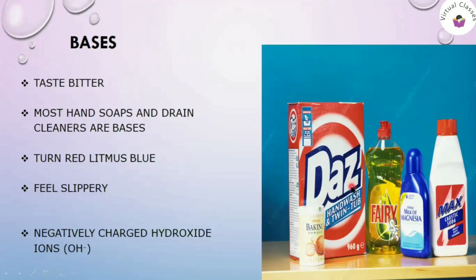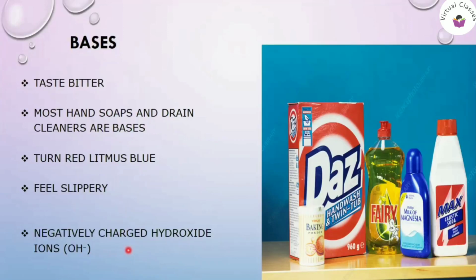Some other examples of bases commonly found in our homes are baking soda, milk of magnesia which is also known as Digene, and Eno etc. Hence, most hand soaps and drain cleaners are bases. Next is they turn red litmus to blue color. Next property is they have a slippery texture. Lastly, they contain negatively charged hydroxide ions.